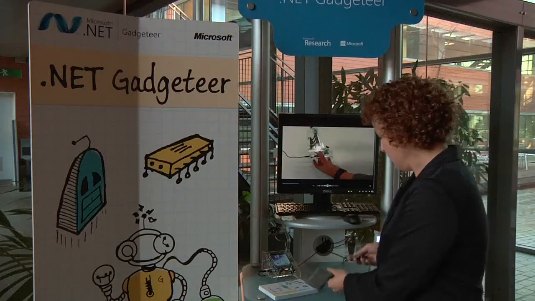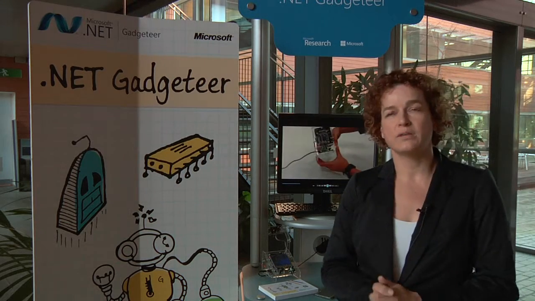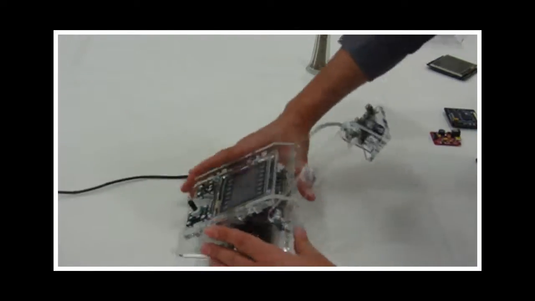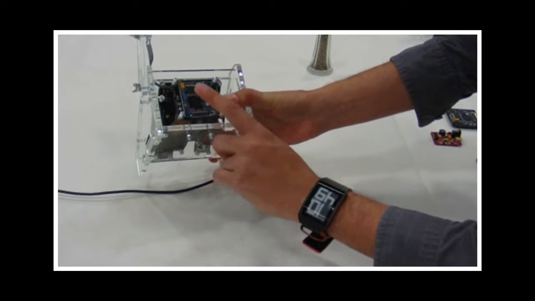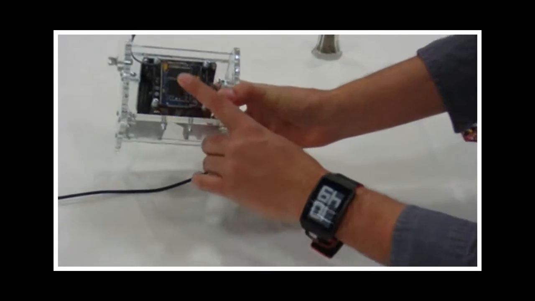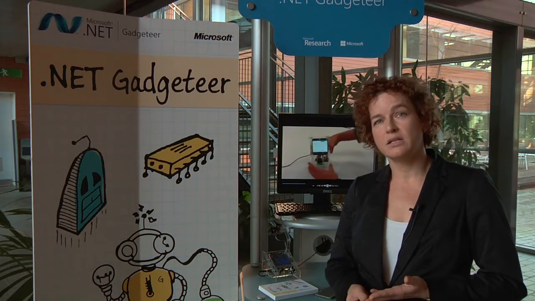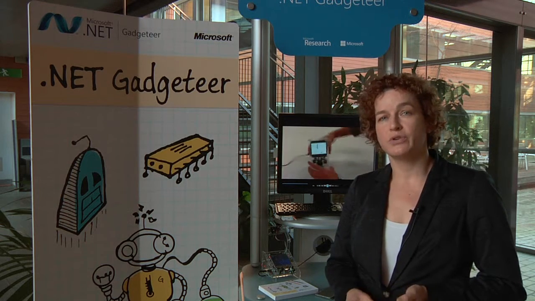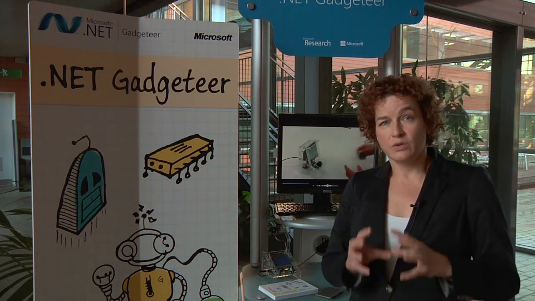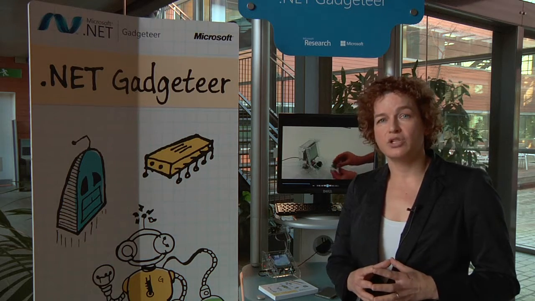So let me go a little bit into more details about the hardware side. At the core of each Gadgeteer project, you have a so-called mainboard. The mainboard has a processor, memory, and also a number of sockets that are all physically identical, but they have different types because they support different interface standards. So that's the core, the center of a Gadgeteer project.